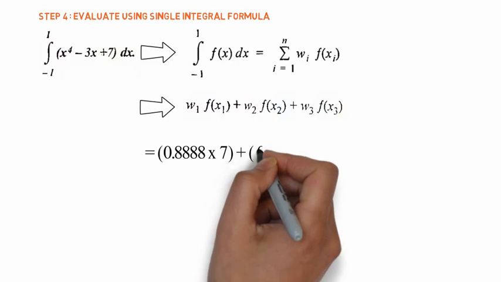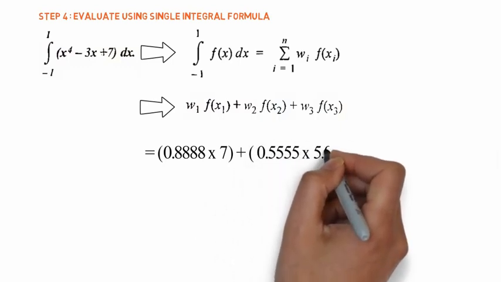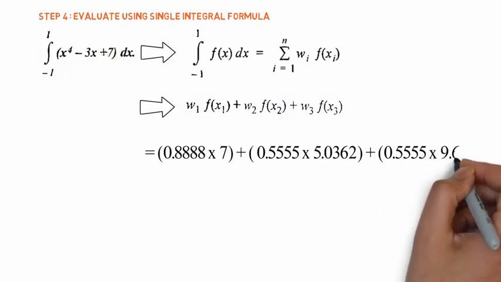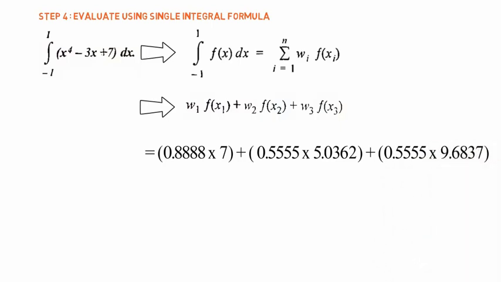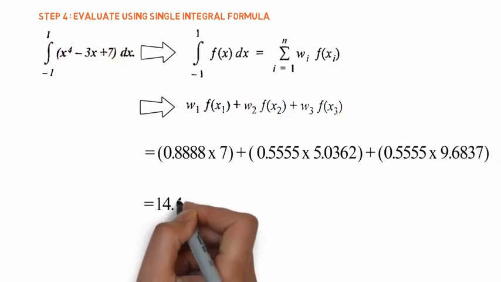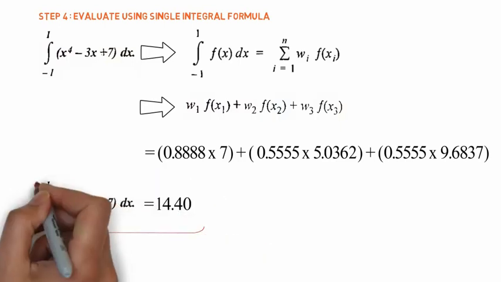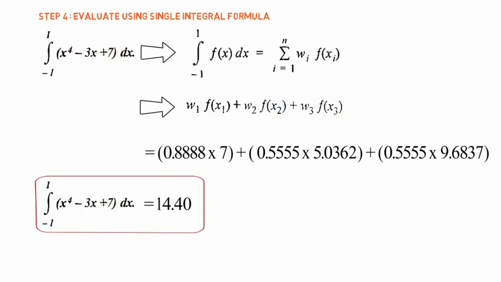And now I am going to apply all the values of w1 into f of x1 plus w2 into f of x2 plus w3 into f of x3. Once you solve this above equation, you will get the final answer as 14.40. So this is the answer for this given integral. This is the procedure to solve Gaussian quadrature for a single integral problem.